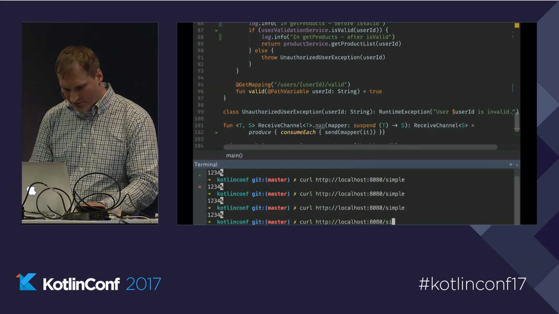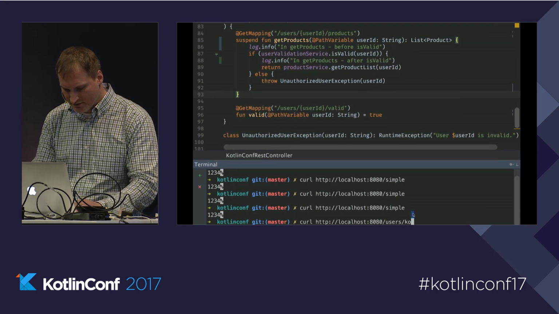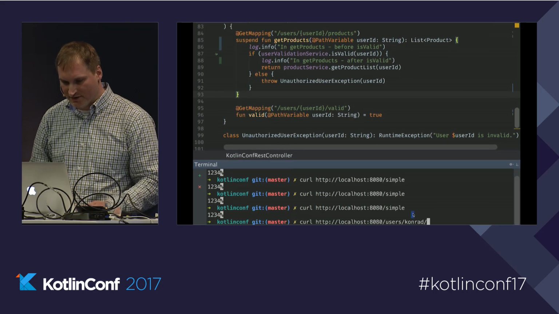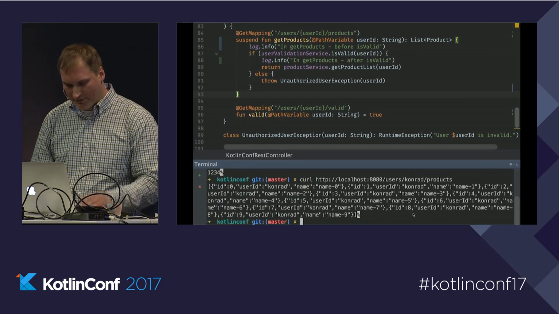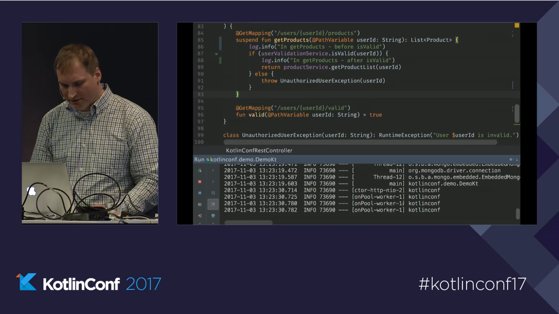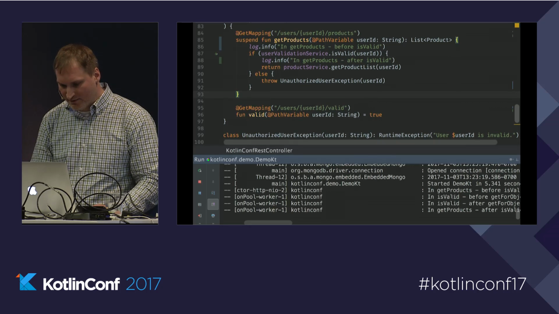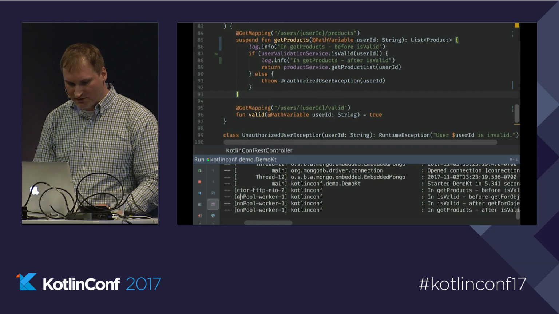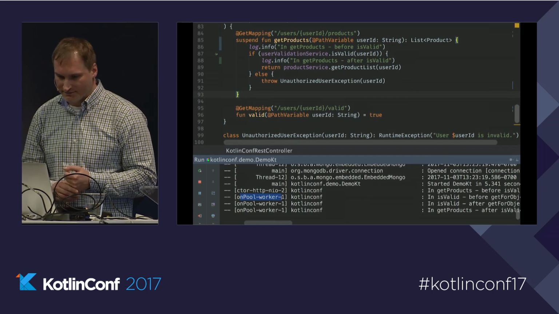OK, and the endpoint address is users. I will use Konrad because the database that I use actually has some products which are assigned to Konrad. OK, so we get some result. And here we can see that the isValid method is called, and it uses the threads from the common pool coroutine context.